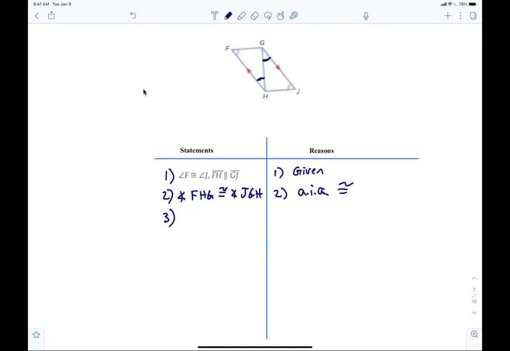I need a side because I have two angles. This is what you have to understand. I have two angles, correct? So you can't prove it with angle, angle, angle. You've got to find a side that's congruent. What side is congruent?